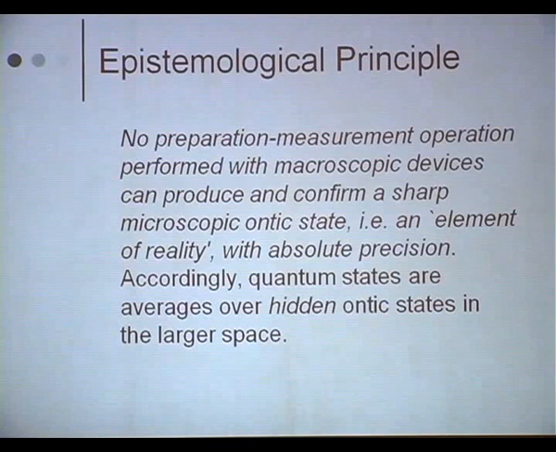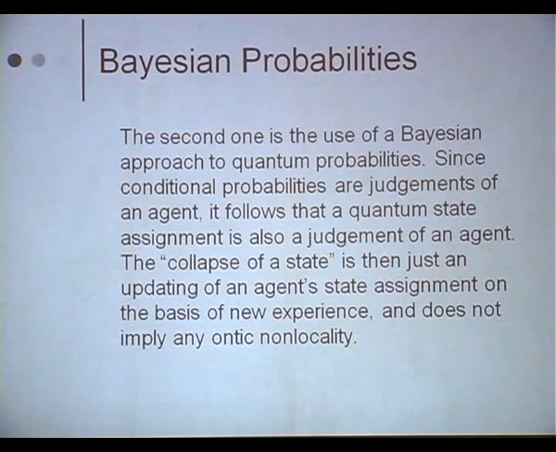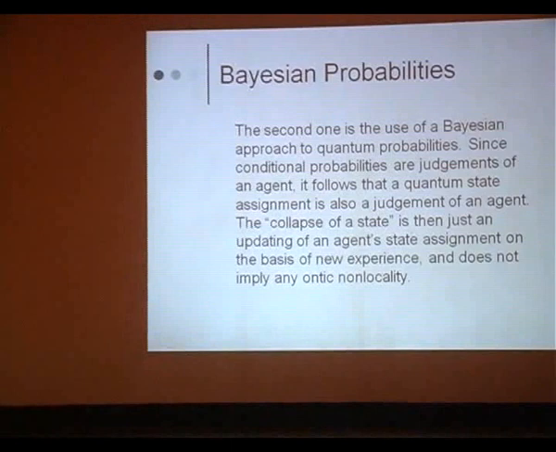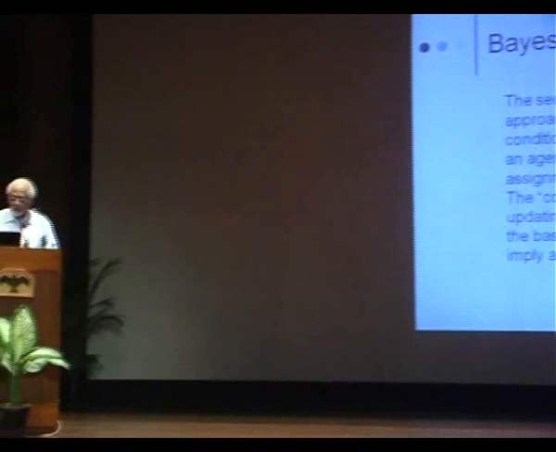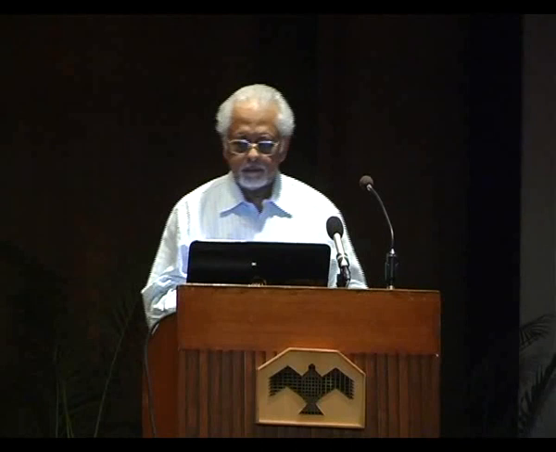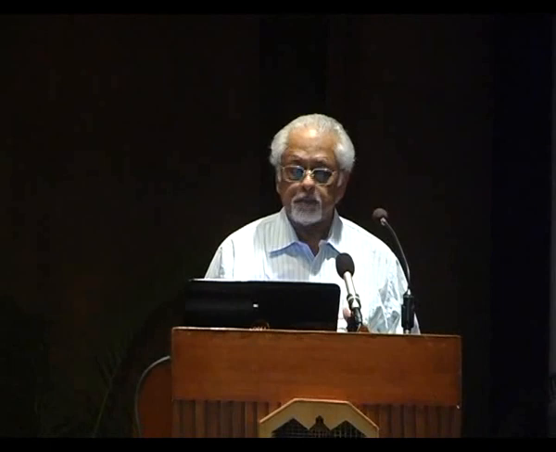And also, quantum mechanics is basically a probabilistic theory, and therefore probability comes into the theory in a very essential way. And we adopt the idea that these probabilities will have to be Bayesian. Now, we have heard talks about Bayesian probabilities and the brain. Since conditional probabilities are judgments of an agent, it follows that a quantum state assignment is also a judgment of an agent. The collapse of a state that we talked about is then just an updating of an agent's state assignment on the basis of new experience and does not imply any ontic non-locality.